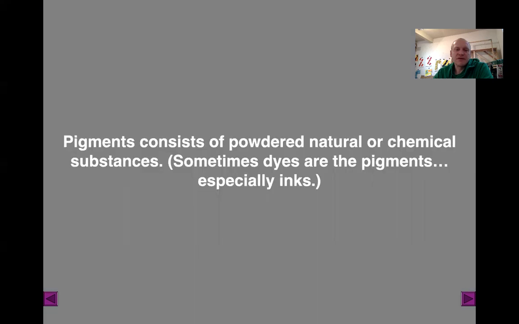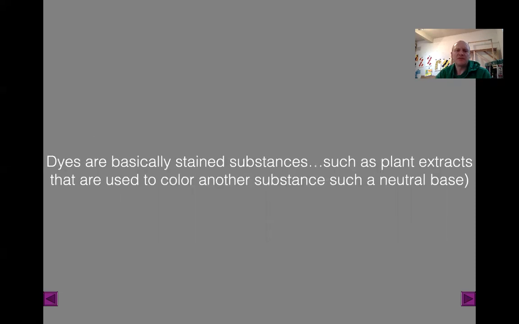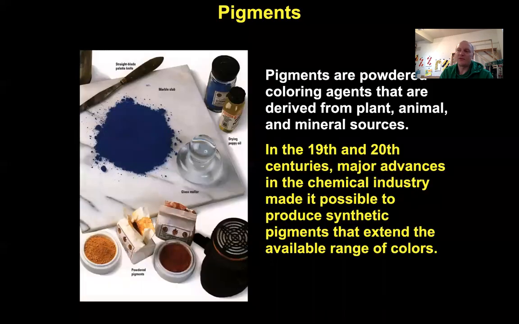And pigments consist of natural or chemical substances, and sometimes dyes are the pigments. And dyes are basically staining substances, like plant extracts, that are used to color another substance, like a natural base. A lot of you maybe know about the cochineal beetle, whose shells are crushed up to make red. One of the reds that's widely popular in cosmetics, like lipstick, red beetle. Actually, the beetles are white until they're crushed up, just so you know.